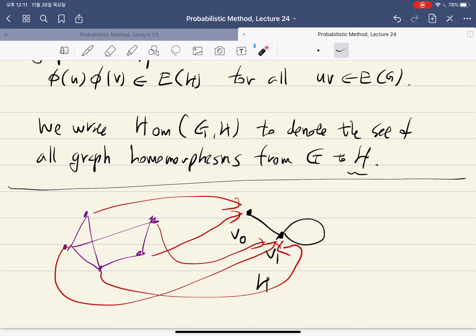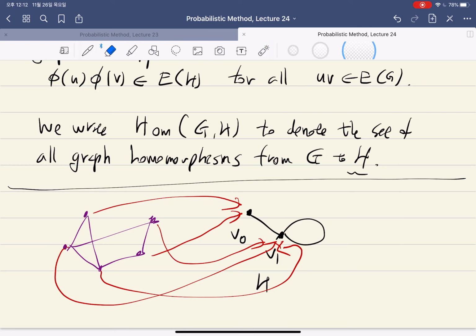Then, what's the pre-image of this? There is a loop here, so its pre-image could be anything. But this does not have a loop, so its pre-image must be vertices which are not adjacent. It could be more than two, but that corresponds to a set of vertices which doesn't contain an edge inside, so an independent set. And the complement of the independent set, there could be edges between it and the outside, so the rest of them go here.